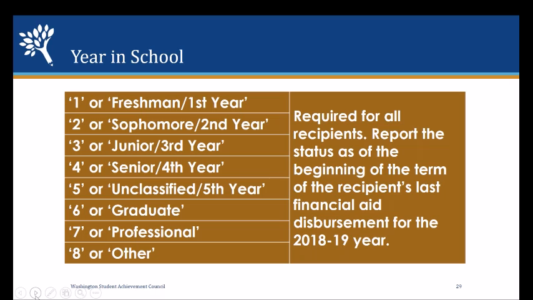The year in school is required for all recipients, and we want you to report the status as of the beginning of the term of the recipient's last financial aid disbursement for the 2018-19 year. So if they moved, for example, for the four-year institutions, it's not unusual for a student to get their bachelor's or graduate in the fall term and then become a graduate student in the winter or spring term. We want you to report the last disbursement that was made. It does create something. We may be contacting you to verify that that is indeed what happened, but that's what we ask you to do.